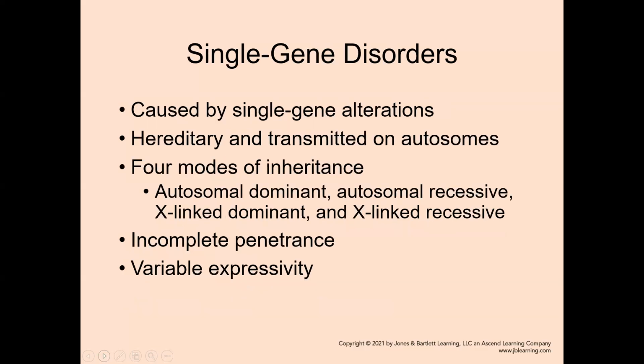First, we're going to talk about single gene disorders. These are caused by one single gene alteration in the code. These are often hereditary and transmitted on autosomes. There are 4 patterns of inheritance: autosomal dominant, autosomal recessive, X-linked dominant, and X-linked recessive. Basically, what happens is there is incomplete penetrance, which is where there's lack of development of the trait, and there is also variable expressivity, which means they have a genetic code, but it is altered in some way.